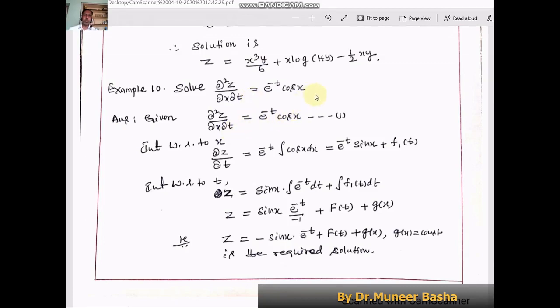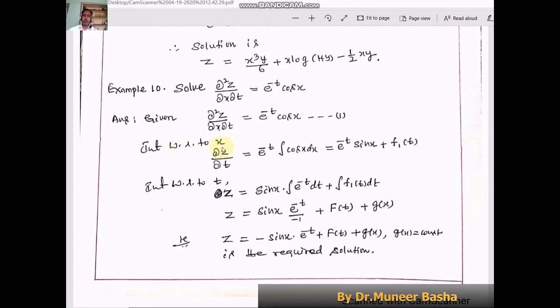So now conditions are not given, any condition is not given. No matter, even in that case also we can find the solution. So ∂²z/∂x∂t is equal to e^(-t) cos x. We call this equation 1. You can differentiate with respect to x, or with respect to t also you can differentiate. So in the beginning you can choose any variable.